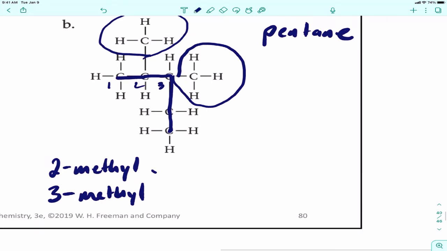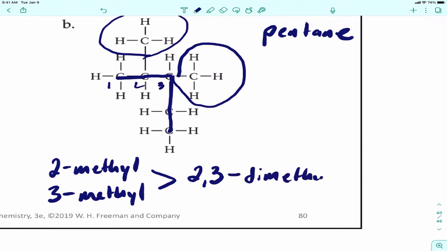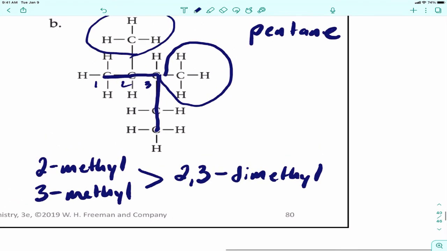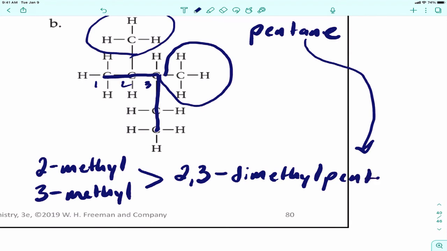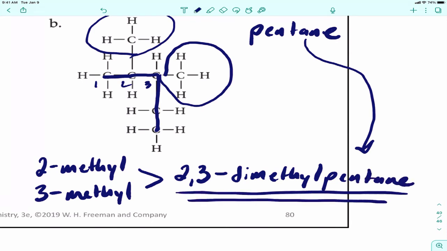So to combine these two together, this would be 2,3-dimethyl. Okay, so that's your substituents. And then after that, we just tack on the parent name, pentane. And there you go. That would be the name of this molecule.